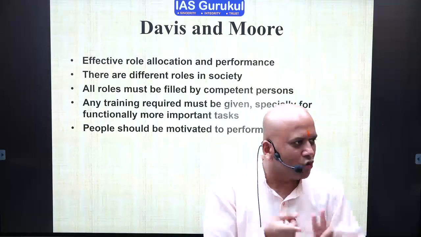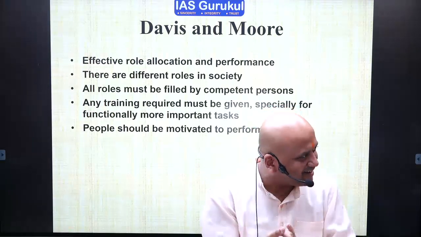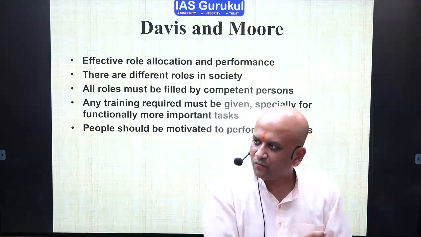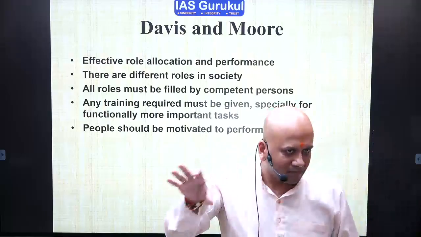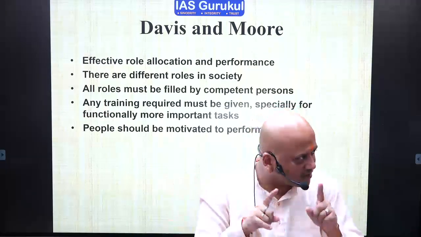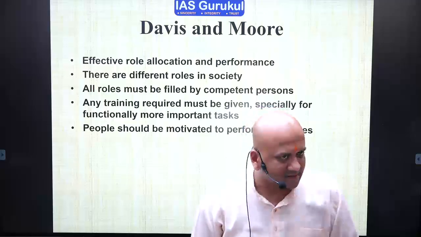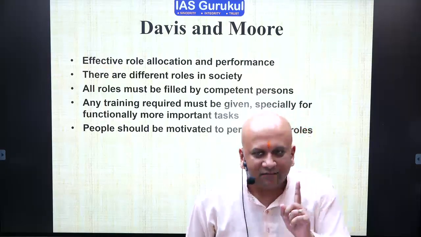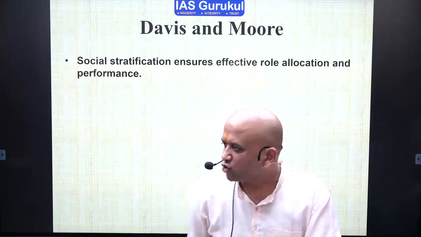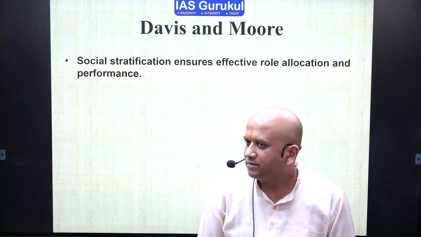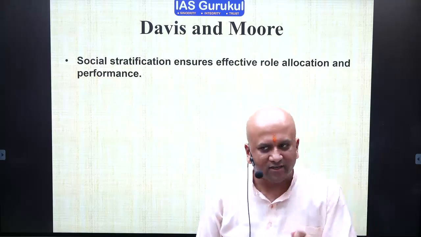मतलब we need some mechanism to ensure effective role allocation and performance, yani to ensure that all roles are filled by the competent persons, where any training is required to perform the more important task, that training is given, and the people are kept motivated to perform their roles diligently. ठीक है? You need to match people's abilities with the social roles which are being assigned to them. हमें particularly for the more important roles, we need to identify and select more capable, more competent persons. Right? And this functional prerequisite of effective role allocation and performance is achieved by social stratification. The stratification system ensures that we are able to select the most competent persons for the more important social roles.